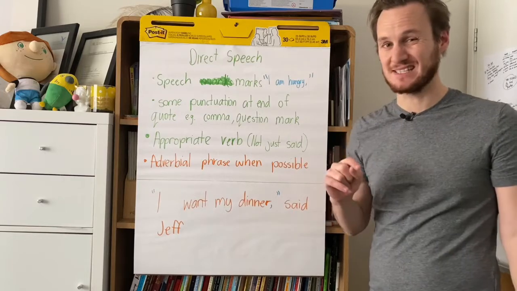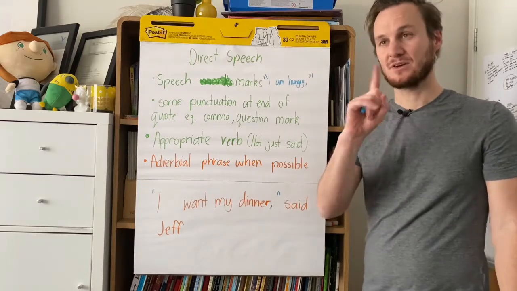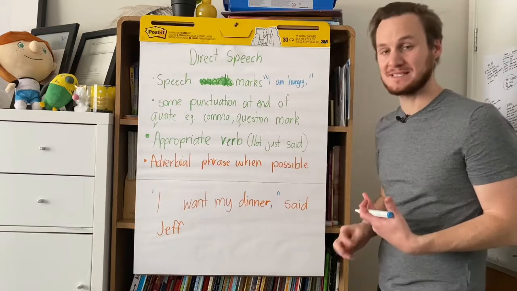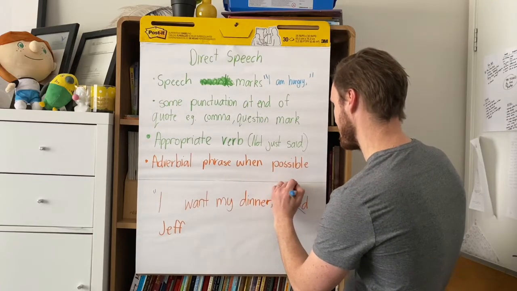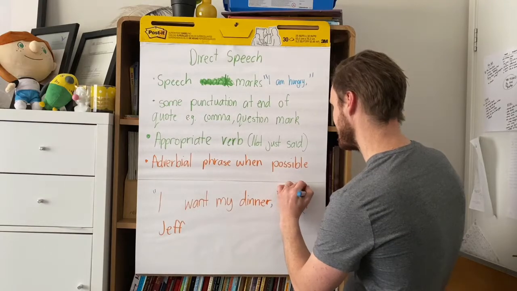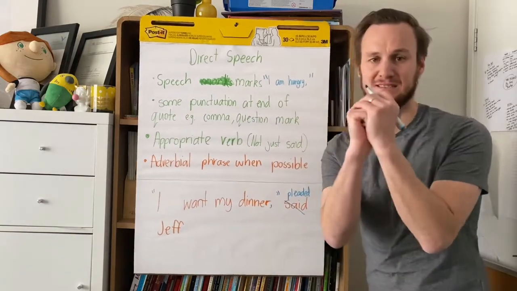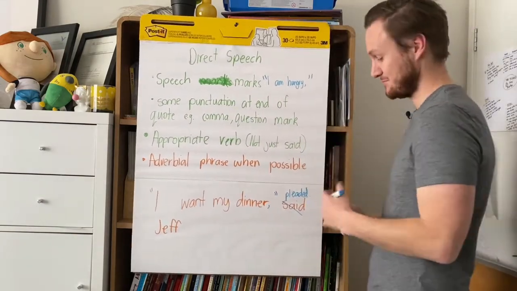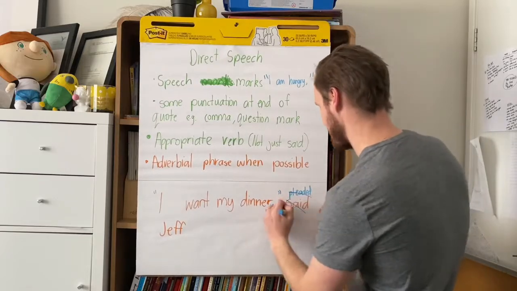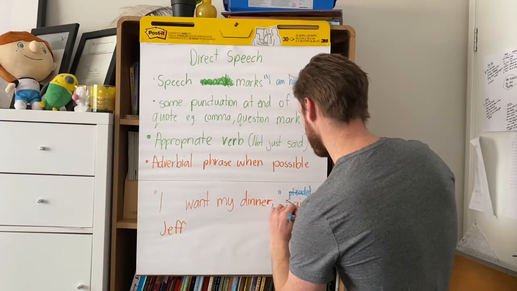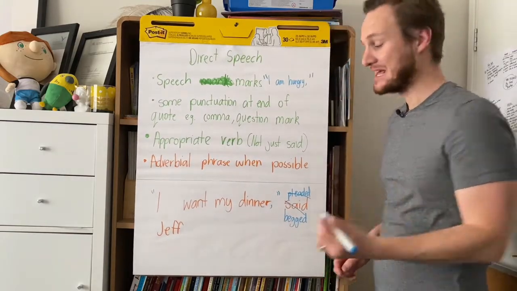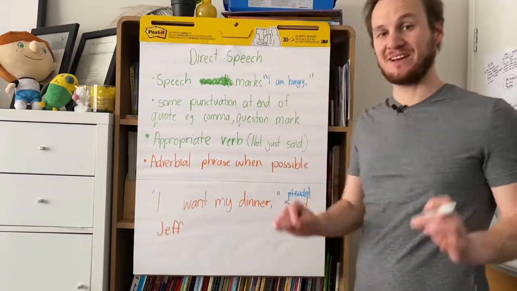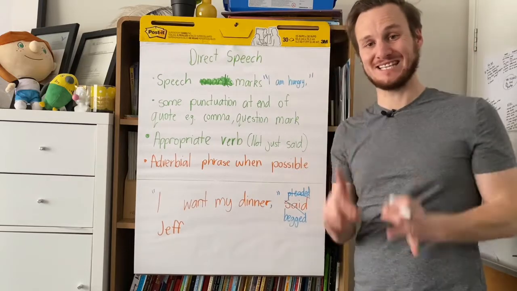Now I told you said is dead. So I've got to think of another word. How would Jeff be saying this? I'm going to cross that out, and I'm going to write pleaded. Please. Please. Begged. It could be begged. Said Jeff. Now you could easily put a full stop there and that is a perfectly punctuated sentence.